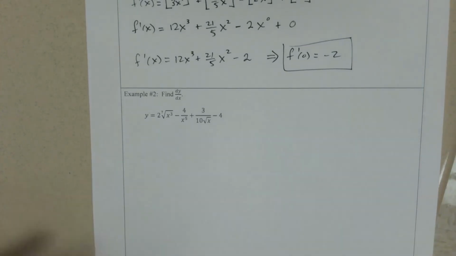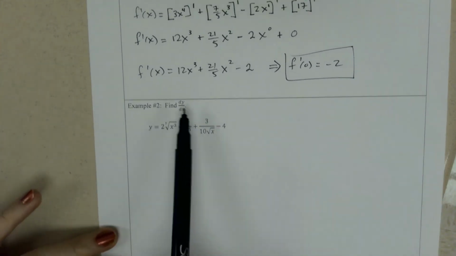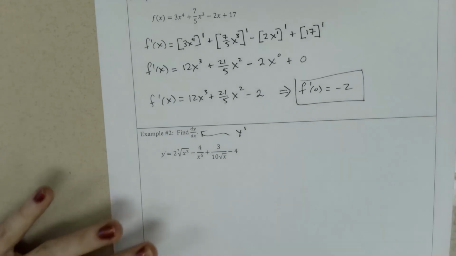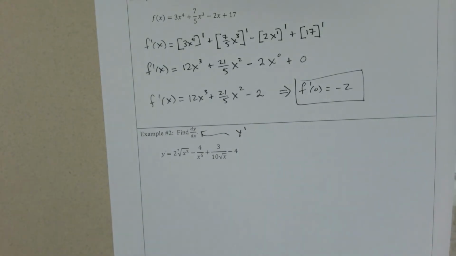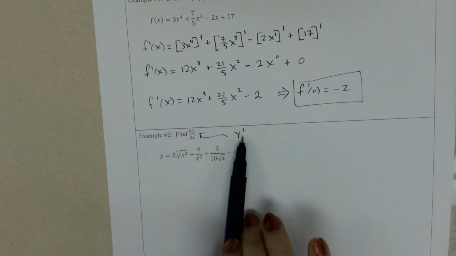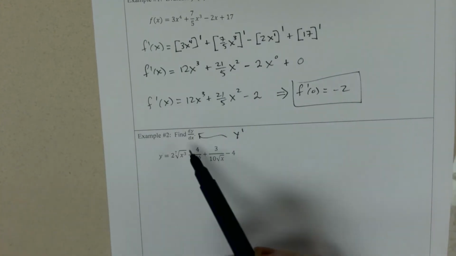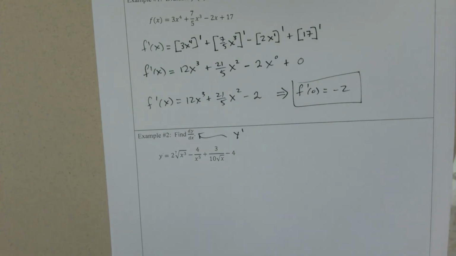Alrighty, now this next one. So first, all right, so I look at this. I want to find dy dx. And guys, dy dx is the same as y prime. I'm going to use prime notation. This is Leibniz notation. This is prime notation. They mean the same thing. So if you're finding dy dx or y prime, what are you doing? You're taking the derivative. So I'm going to take the derivative of every single term here.